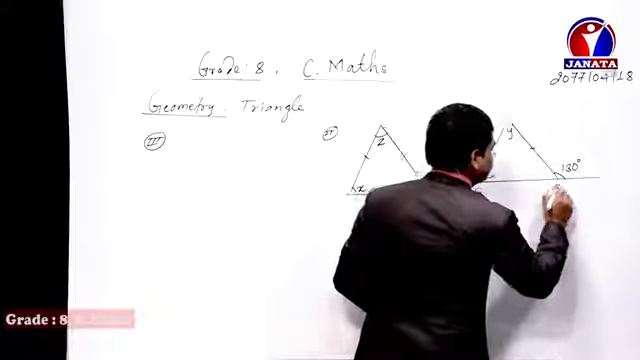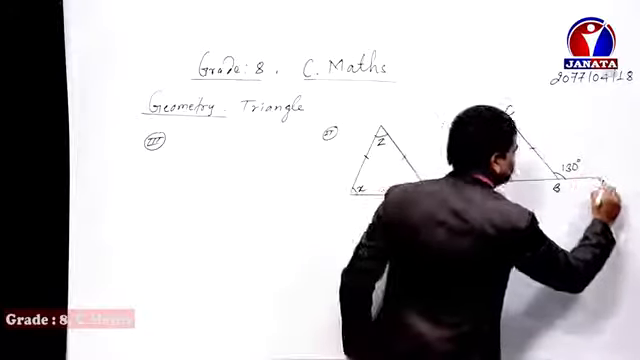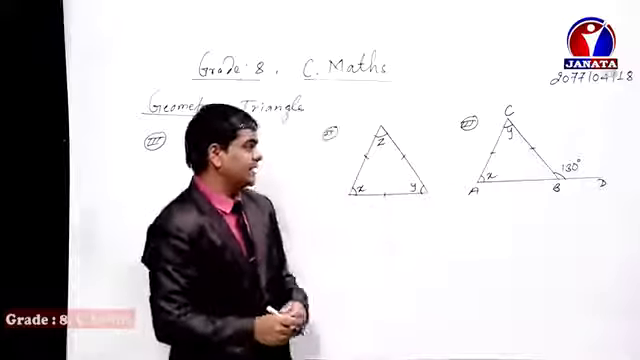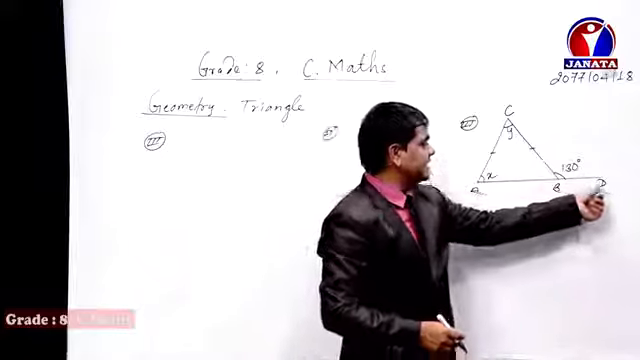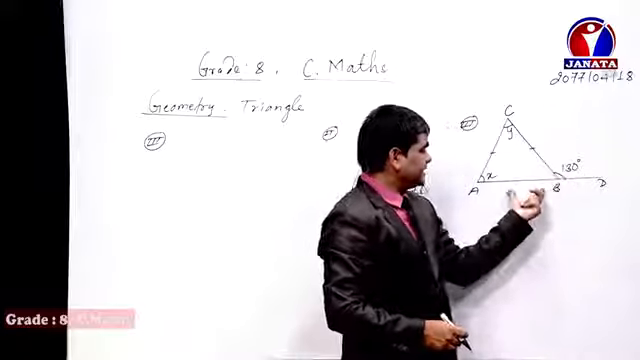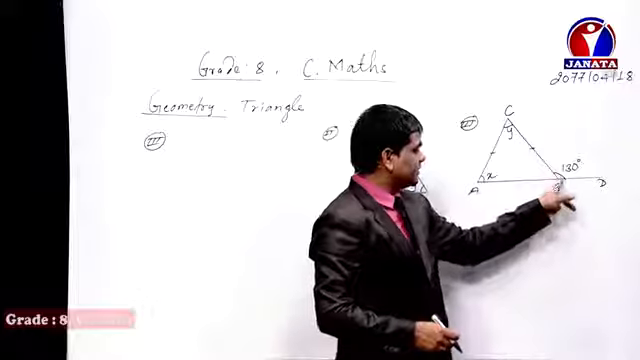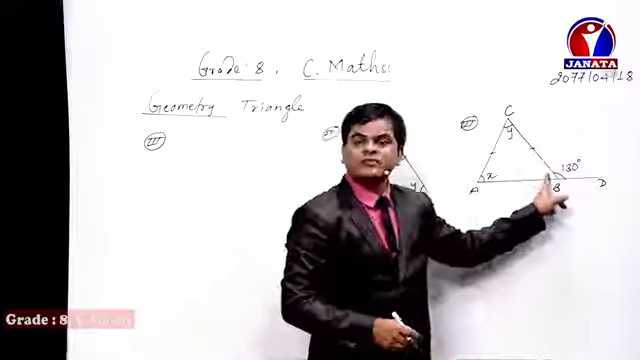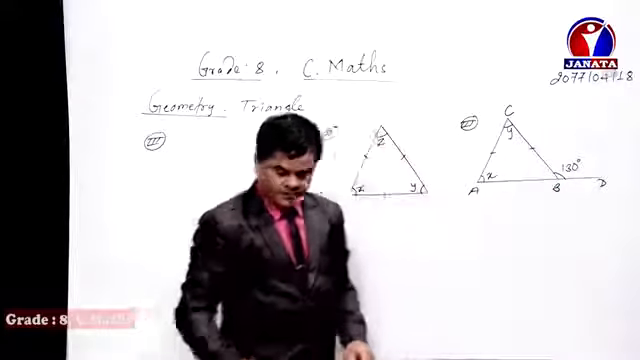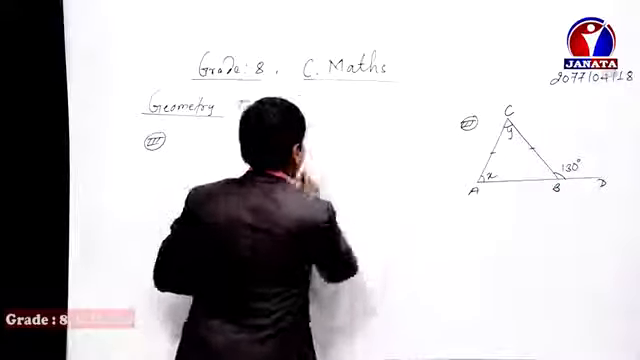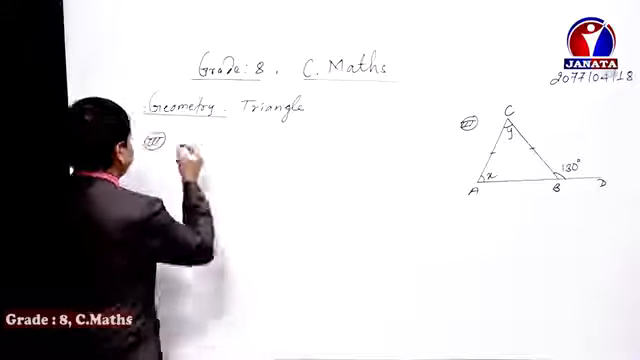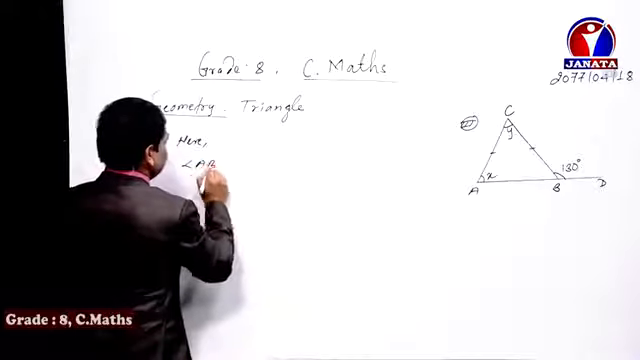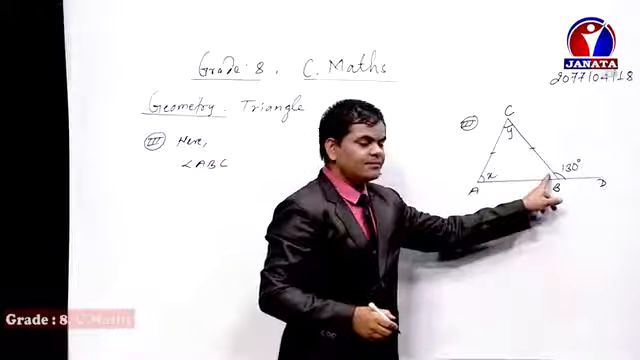So let's name this triangle ABC and this point D. AB is extended up to D as a straight line. It means AB is extended up to D, making a straight line, and BC is joined there, and here an exterior angle is formed. Now let's first find this angle. What will it be? Angle ABC. What is the name of this angle?